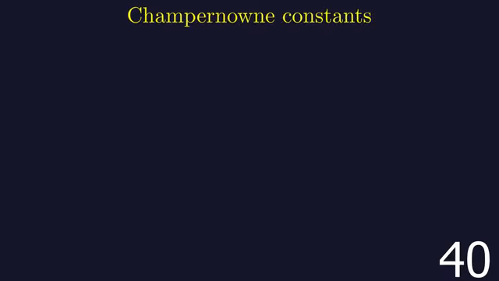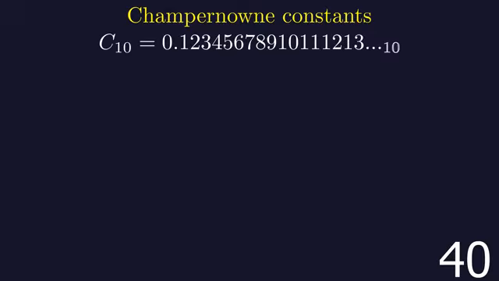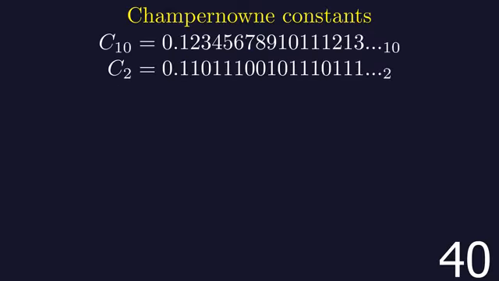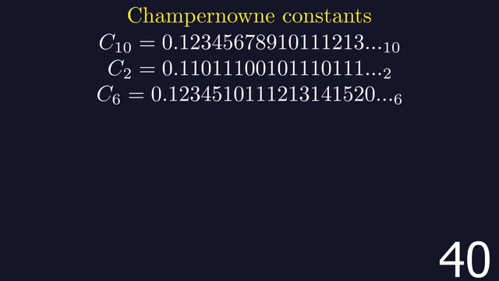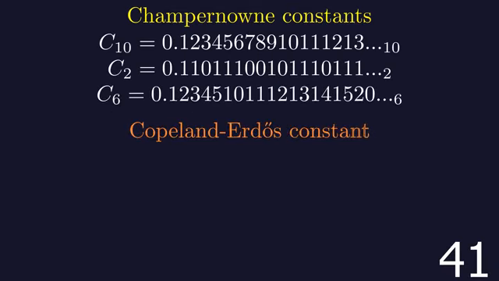Champernowne's constants are a group of constants corresponding to each numerical base. The Champernowne constant for base 10 is 0.1, 2, 3, 4, 5, 6, 7, 8, 9, 10, 11, and so on. For binary, it is 0.1, 1, 0, 1, 1, and so on. We can generate a different Champernowne constant for any base. The Copeland-Erdős constant is similar to the Champernowne constant for base 10, but it is constructed using only prime numbers.